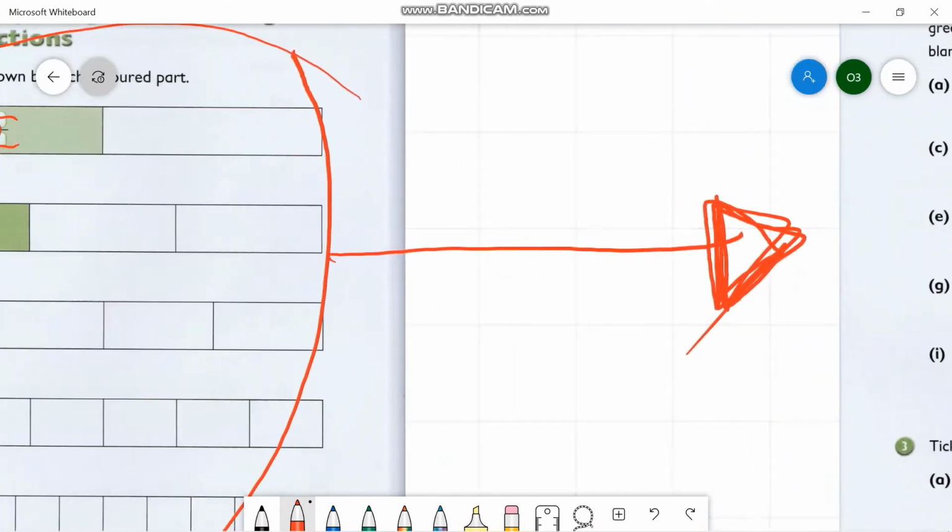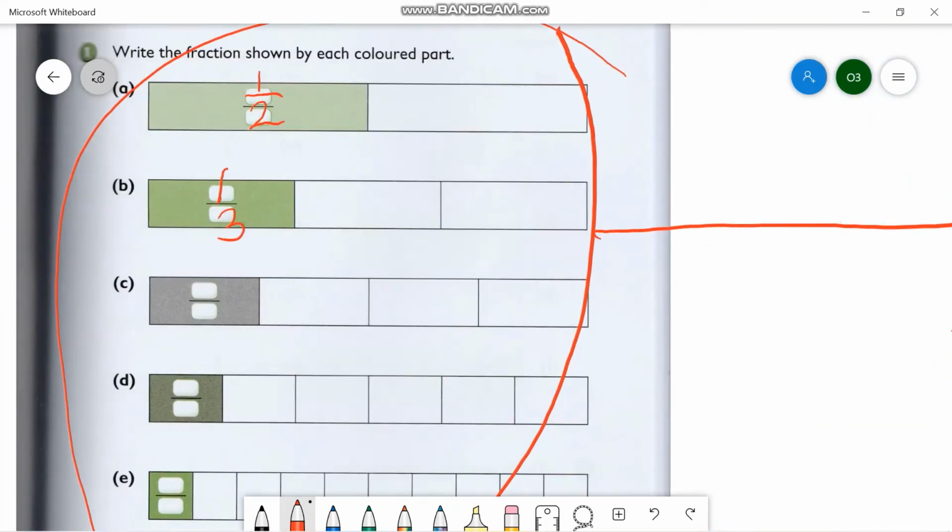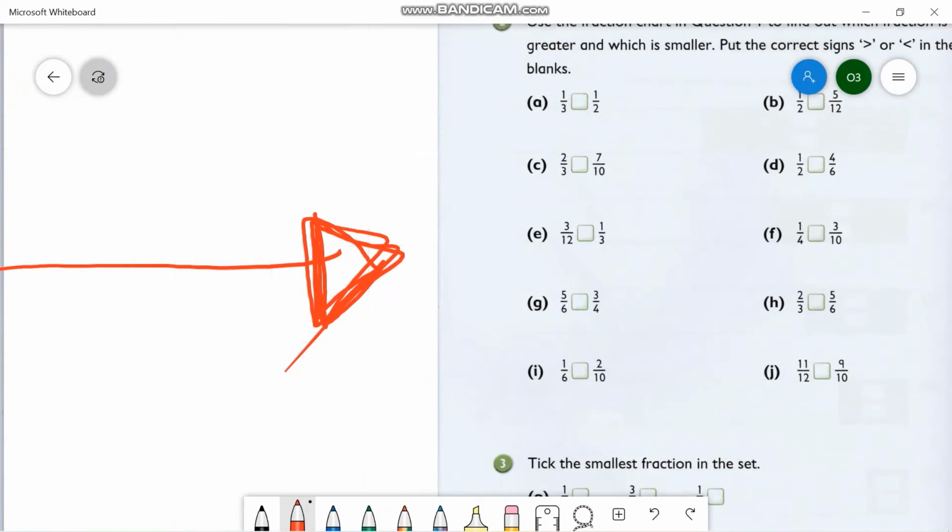Okay, so 1/3 and 1/2, which is greater? 1/3 and 1/2. Look at this one. This is 1/3 and this is 1/2 and this is 1/3. So which one is greater? It's 1/2. So here you have to put the mouth of the crocodile in 1/2.